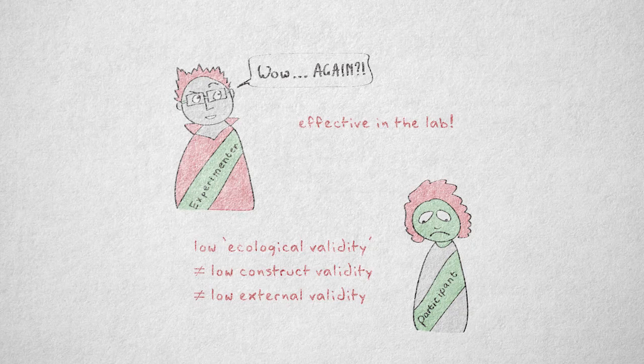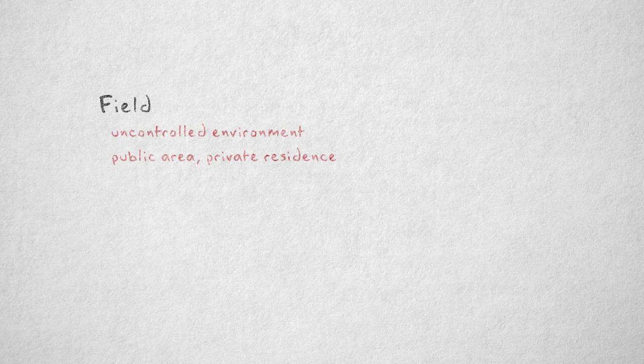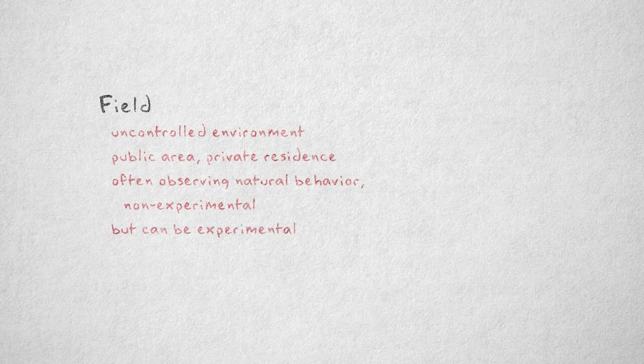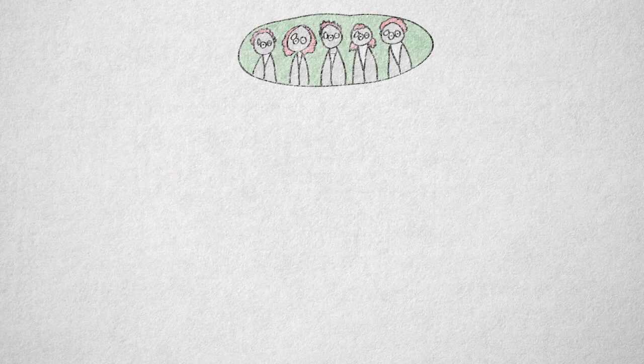Of course, research can also be done in the field, meaning outside the lab, in an uncontrolled environment, like a public area or a private residence. Field research naturally lends itself to the observation of natural behavior in the wild, but field research can be experimental. For example, we could repeat the study on the effect of self-confidence on negotiating success in the field with a group of candidates selected for a traineeship program at a large bank.